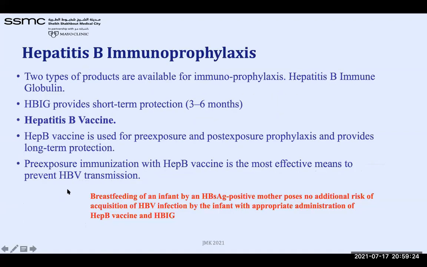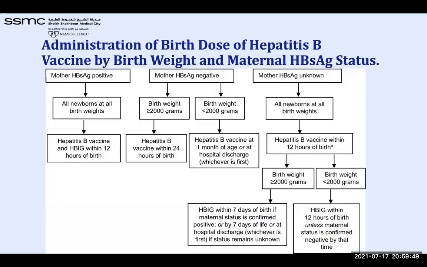So these are the hepatitis B immunoprophylaxis. Two types of prophylaxis we have: HBIG, which is the short-term protection, and hepatitis B vaccine, which is the long-term protection. Breastfeeding of an infant with an HBs surface antigen positive mother poses no additional risk of acquisition of HBV. So again, in all those infections, you should continue the breastfeeding.